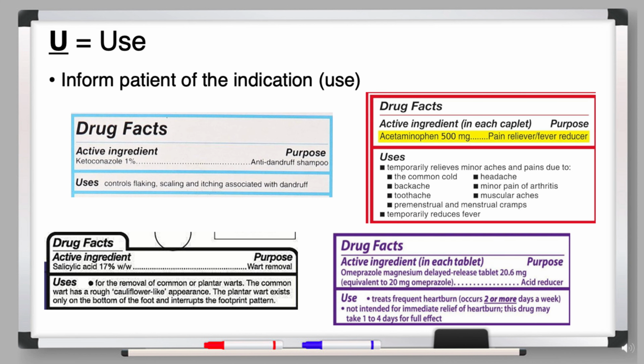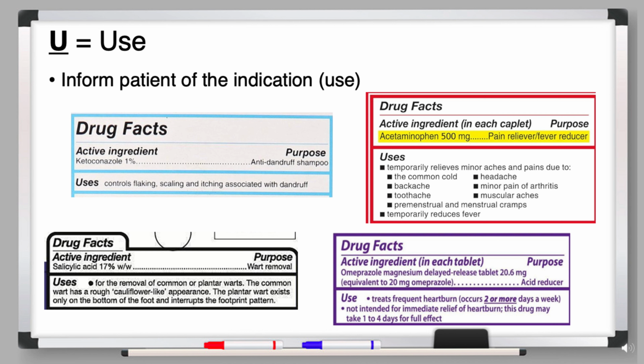The next topic to discuss with the patient would be the product's use. So U for the acronym. However, this is a little bit of an oversimplification because U or use stands for both the purpose as listed in the drug facts information on the product as well as the use. So purpose and use are both included under the U for use section of NUDAWNS.